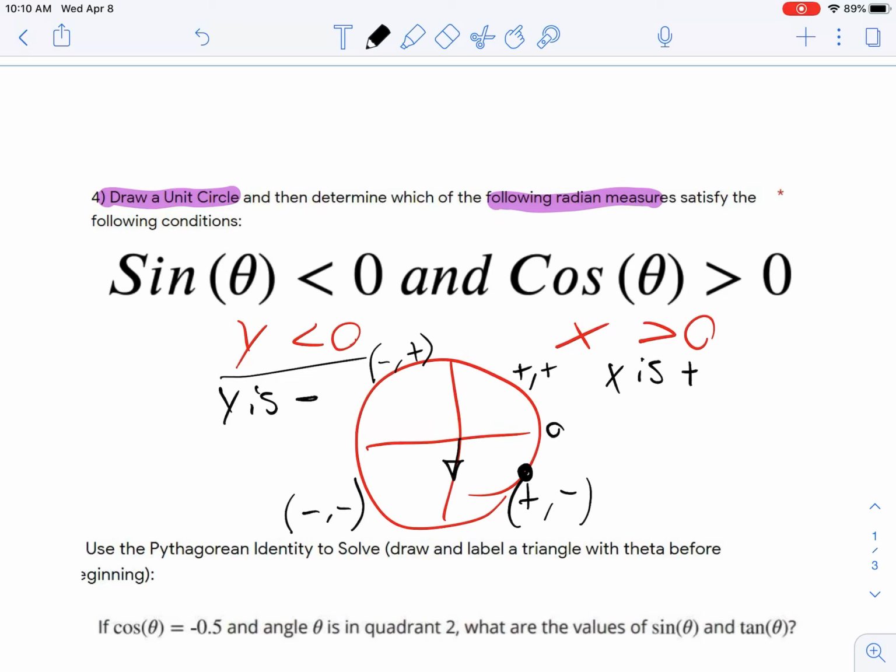I'd like to remind you this is 0, pi over 2, pi, 3 pi over 2, and 2 pi. So anything between 3 pi over 2 and 2 pi would be your answer. It'd be in this quadrant here.